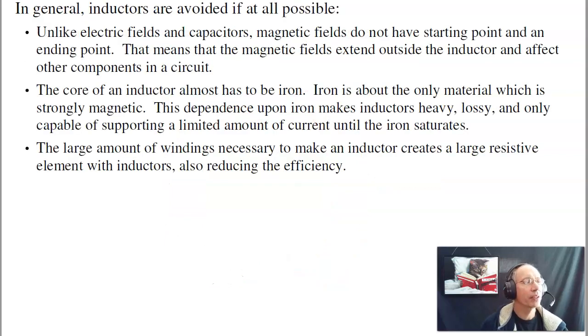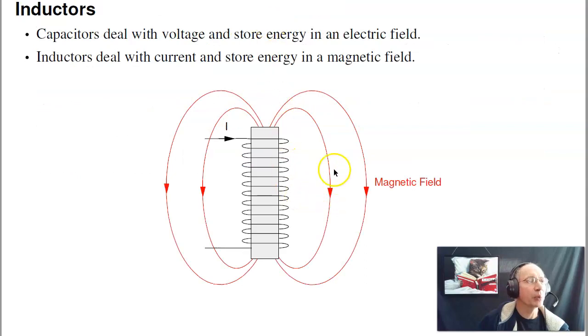Now, in theory, inductors and capacitors are all interchangeable. In practice, if at all possible, you try to use capacitors. The reason being is that inductors are far from ideal. Unlike electric fields, magnetic fields do not have a starting point and an ending point. That means that the magnetic field that goes through the center of the inductor has to go outside the inductor as well. Place the second inductor over here. If the fields overlap, I have crosstalk. You don't have that problem with capacitors.